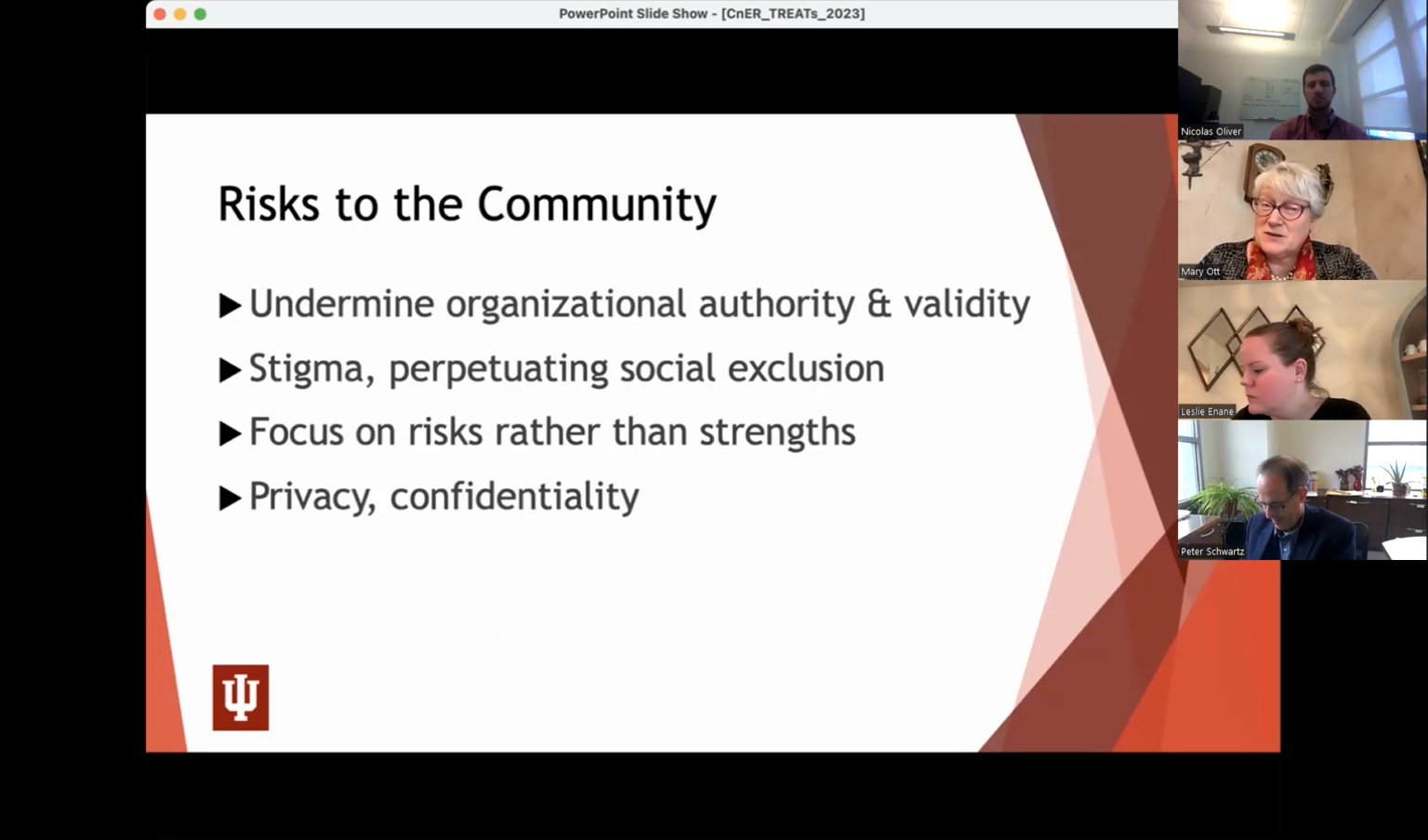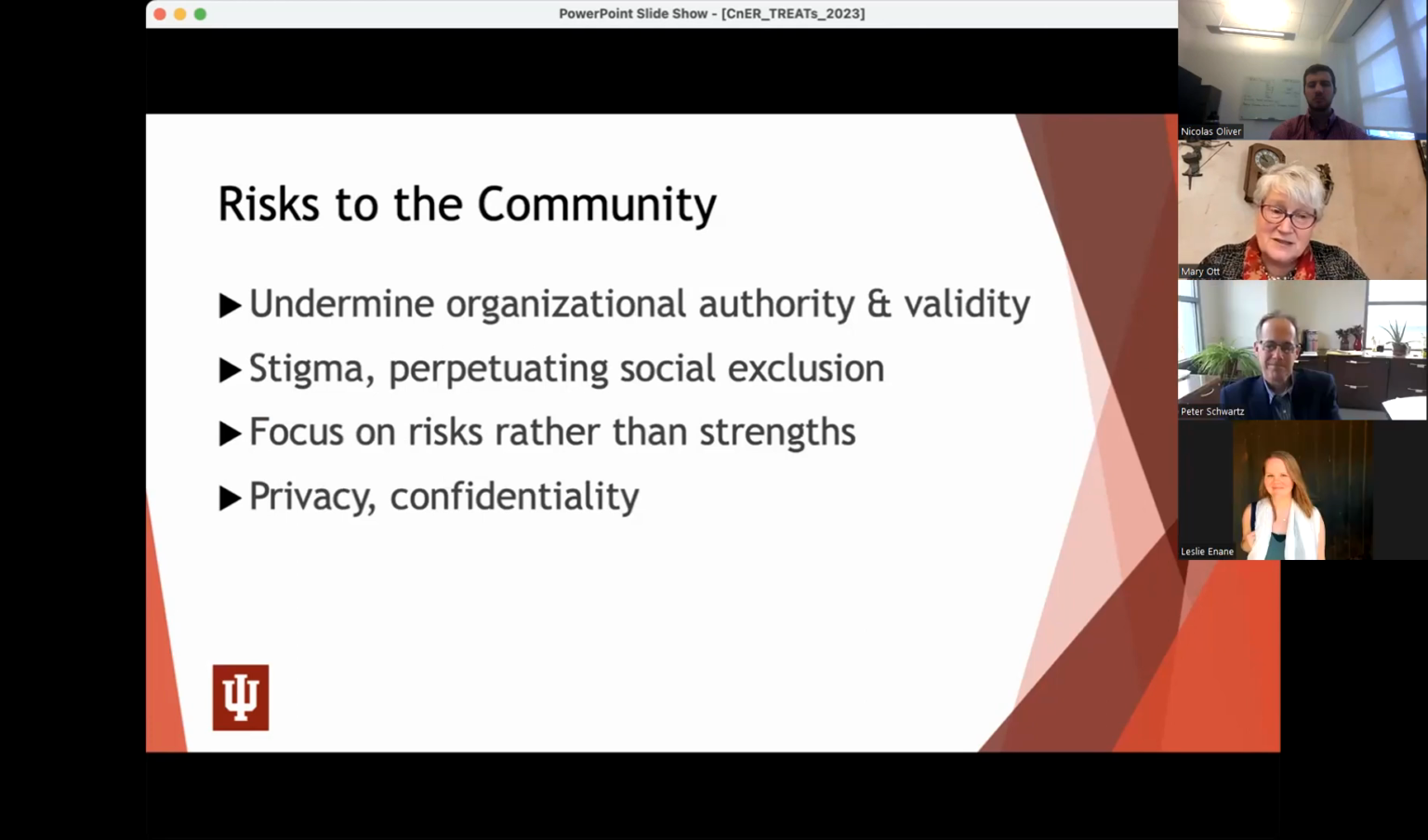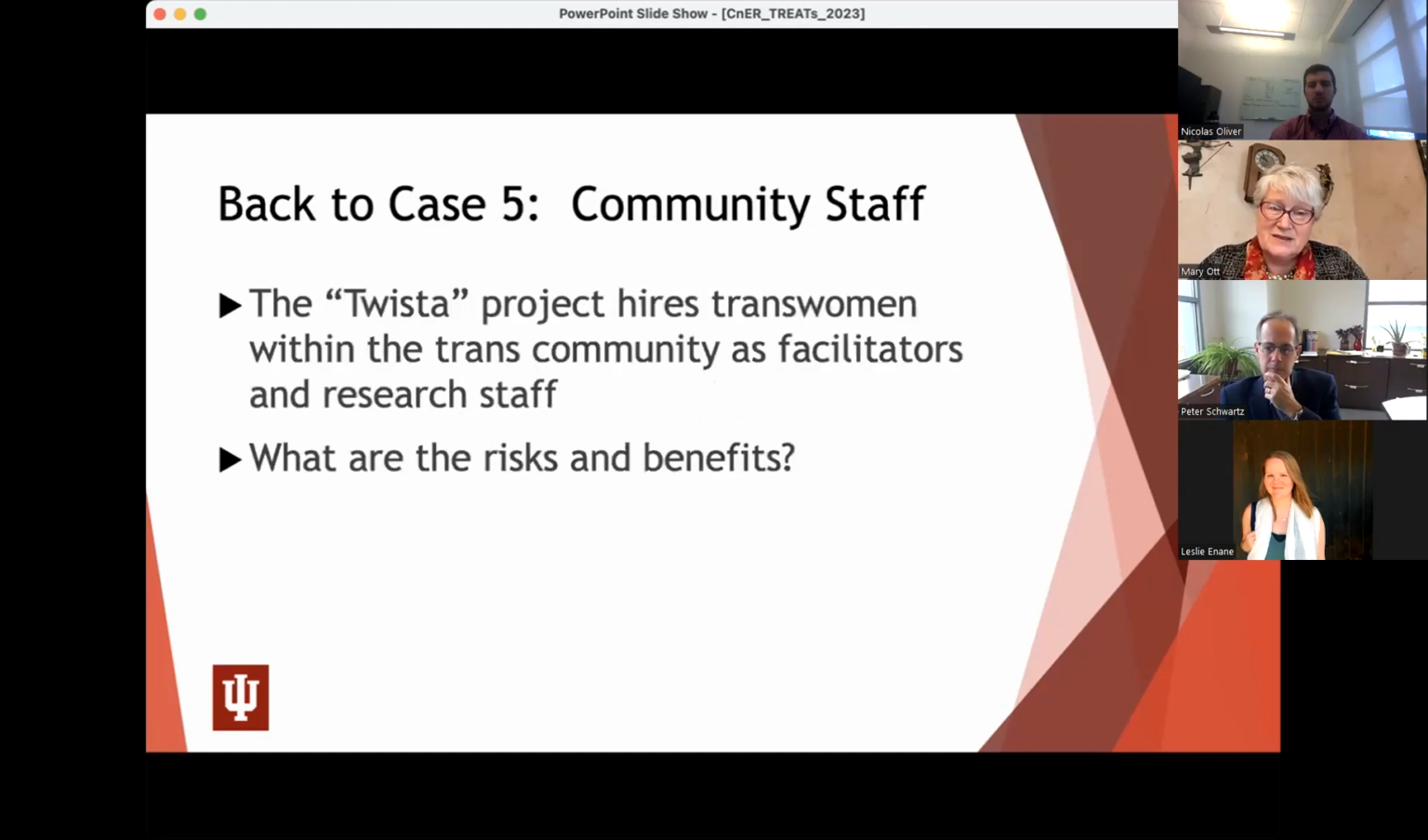Sometimes it focused on risk to the community rather than strengths. And again, that was a problem with this one, where instead of looking at protective factors that would prevent adolescent alcoholism, they really focused on risk factors. And then you do get to privacy and confidentiality, which are always important ethics concepts in research, but particularly in community research, they play out a little bit differently. So, I'll talk about that.